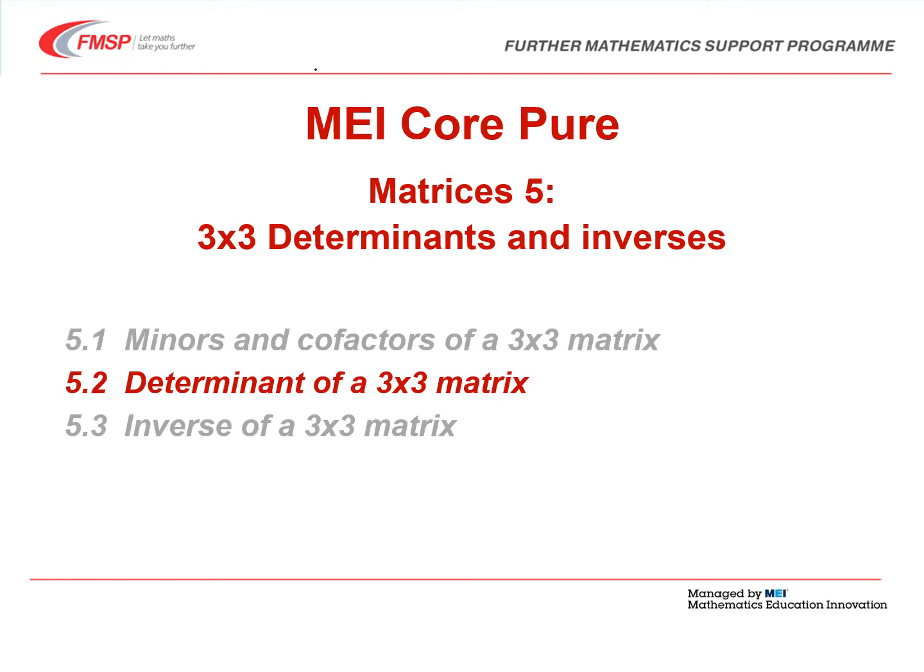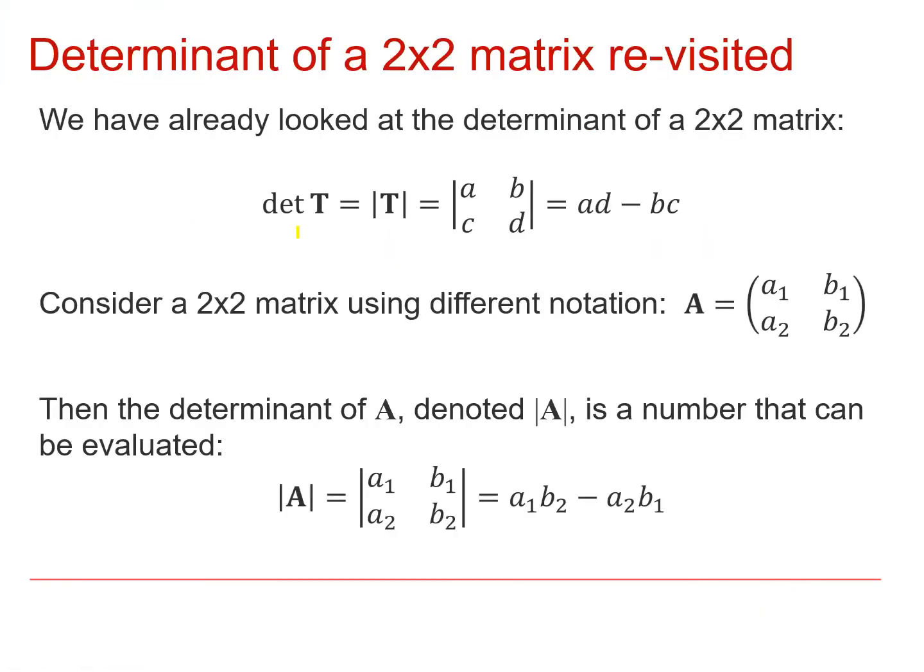This is a video for MEI Core Pure Mathematics, Matrices 5, 3x3 determinants and inverses, 5.2, the determinant of a 3x3 matrix. We've already looked at the determinant of a 2x2 matrix, and we can write that as either det T or T between two vertical bars like this. And if we know that this determinant is formed from this, that's the way that we would work it out. Leading diagonal, take away the other two elements multiplied together.